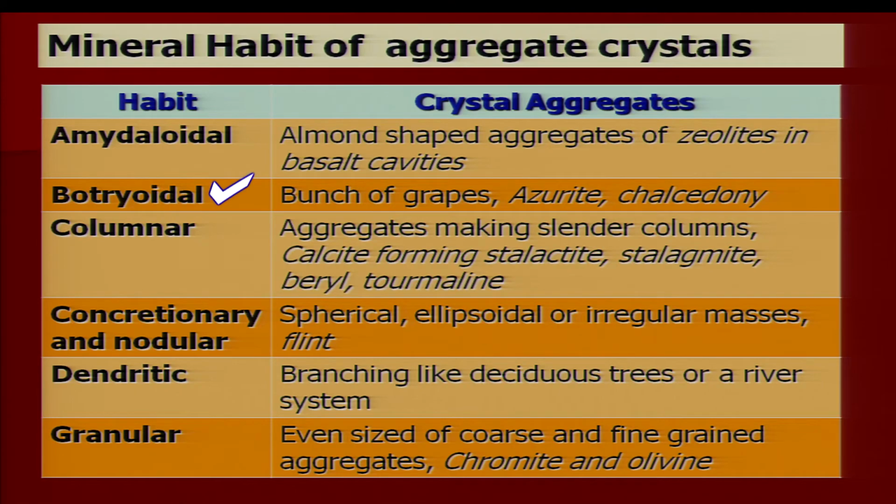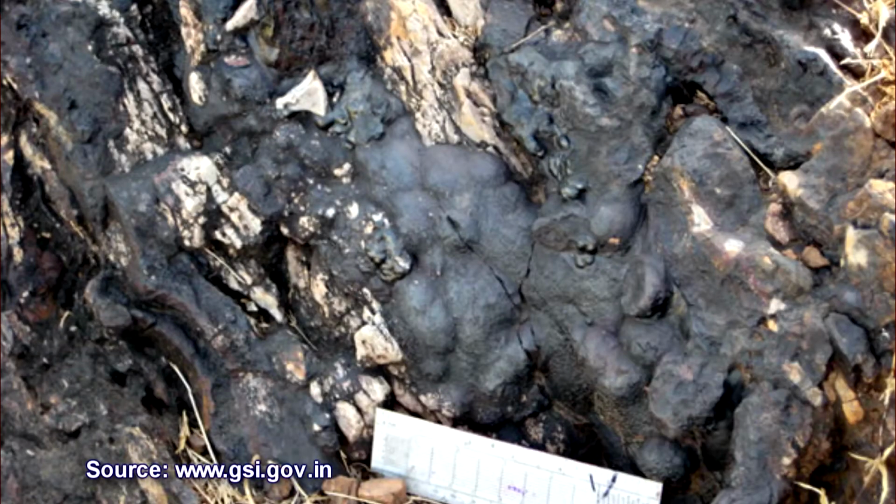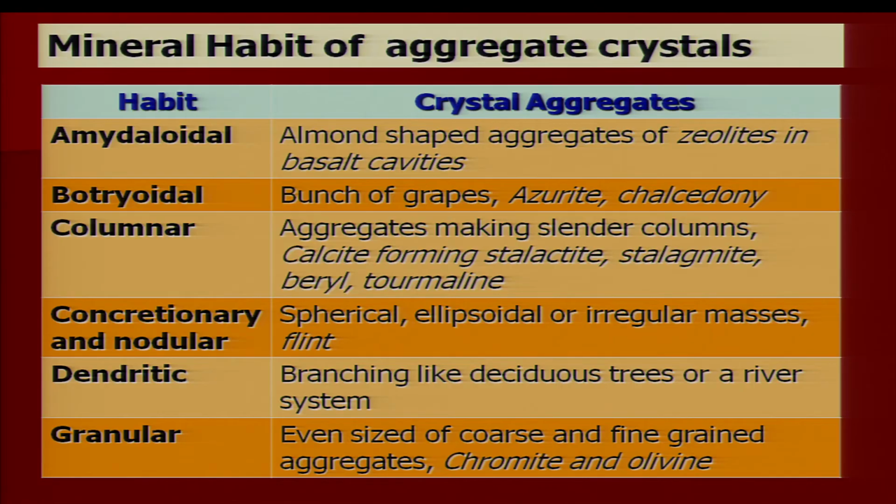Botryoidal means a bunch of grapes. Similar to a bunch of grapes, they are in collections, and we can cite azurite and chalcedony as examples. They have different lobes, and the lobes are in aggregate. They are not a single lobe, but a cluster of lobes clustered together at one place. So, this habit is called botryoidal habit.